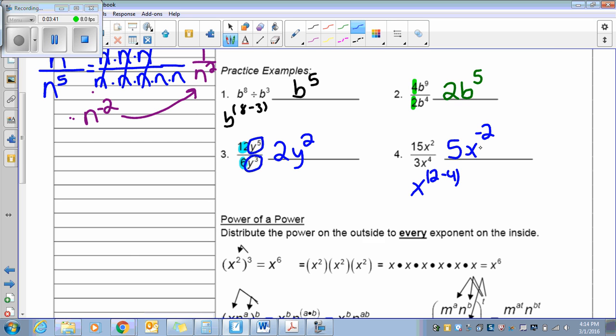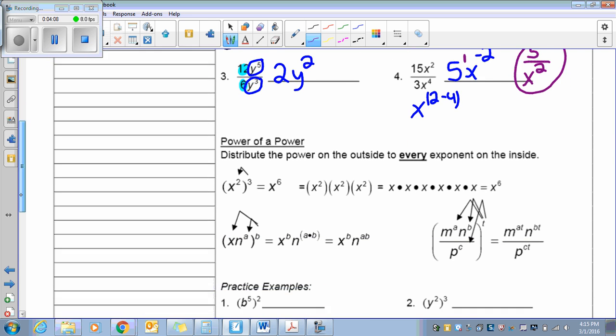And again, because we do not want a negative exponent in our answer, we need to rewrite it. If we think back to our coefficient, our coefficients always have the exponent of 1. So 5 does not move. 5 will stay in the numerator. But now x to the negative 2nd will go to our denominator. So we have 5 over x squared.